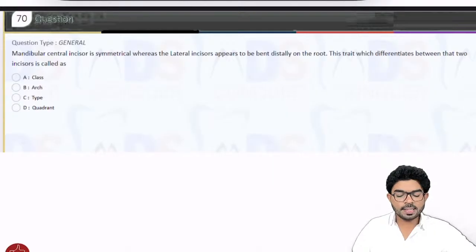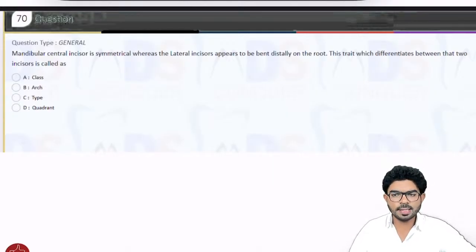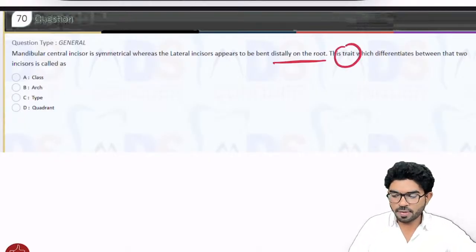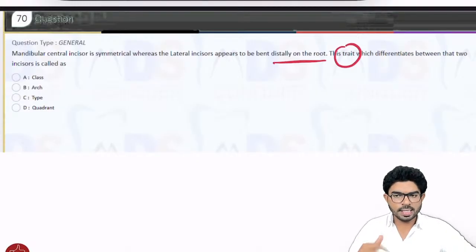Now the mandibular central incisor is symmetrical. I told you the mandibular central incisor's left and right, mesial and distal aspects are symmetrical, whereas the mandibular lateral incisor appears slightly bent distally on the root. And what type of trait are they asking? First of all, I think this is already covered by ma'am. Again, a repeat, which was already given in the last 5 years.